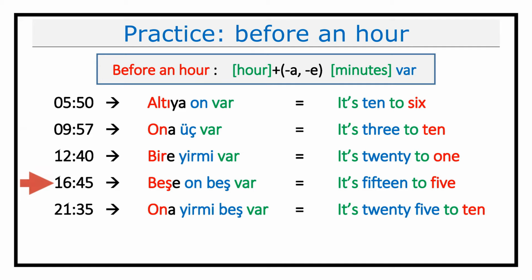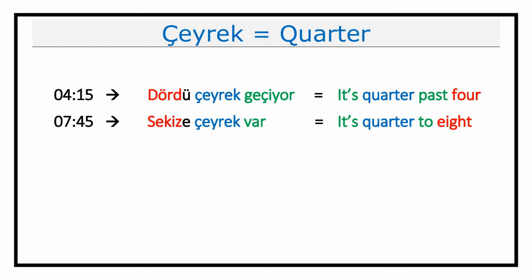5'e 15 var. It's 15 to 5. 10'a 25 var. It's 25 to 10. That's it for the examples.